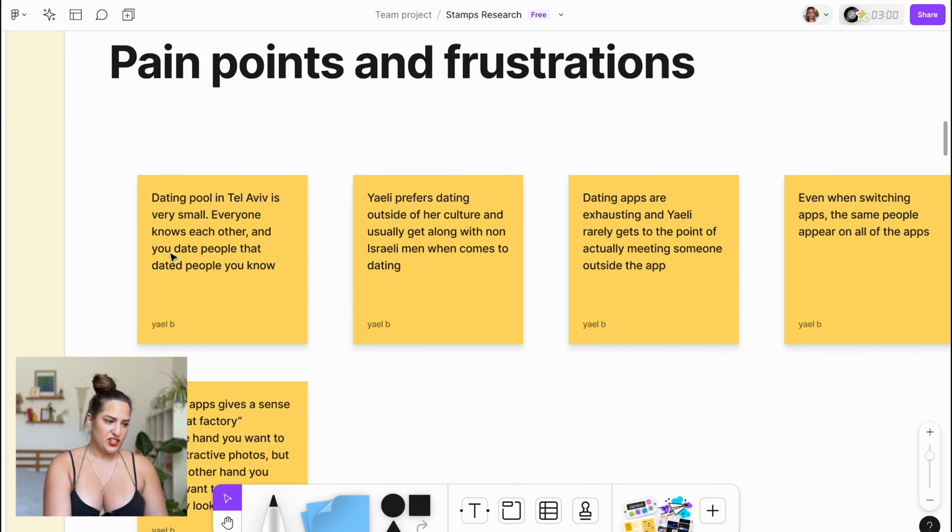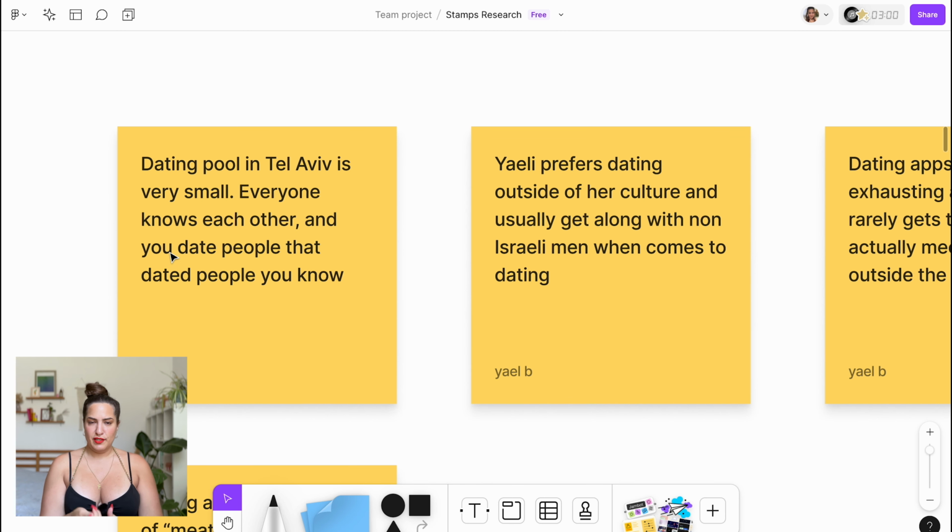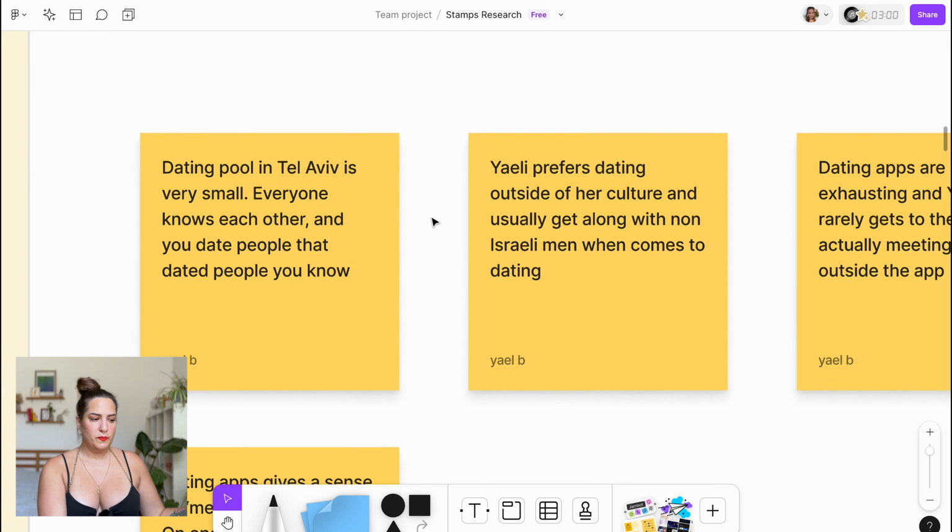Pain points and frustrations. The dating pool in Tel Aviv, which is where I live, is very small. Everyone knows each other and you date people that dated people that you know. It happened to me so many times that I have a match and then I show it to my friend and she's like, oh, I dated him. He was an asshole. And I'm like, oh, cool.